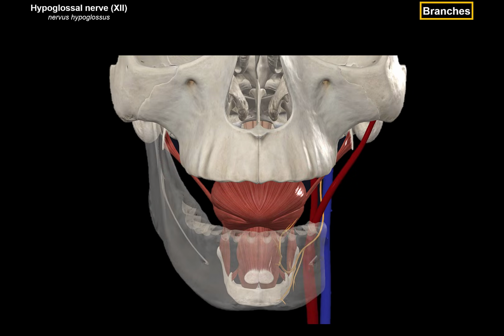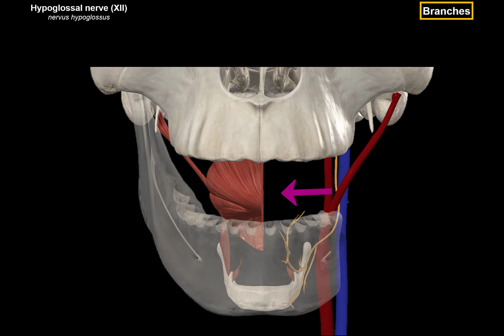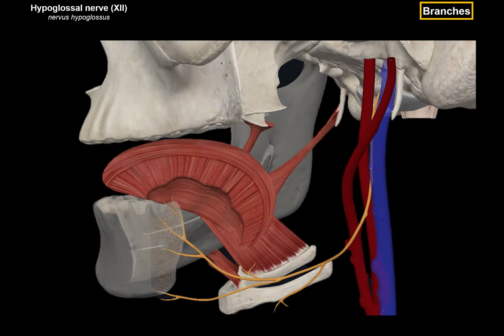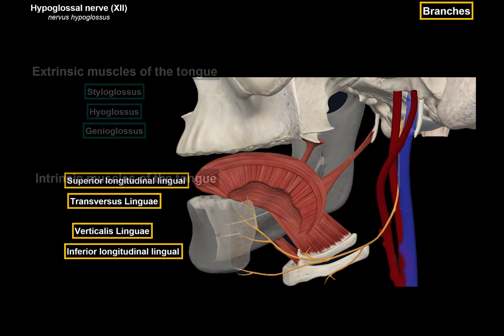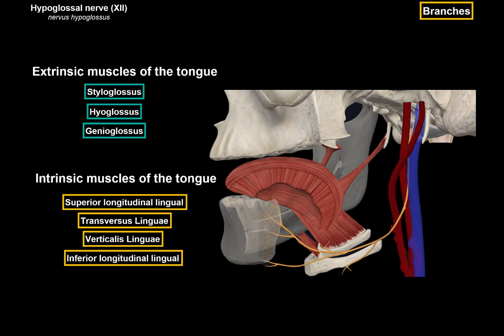Now, if we cut the tongue in the middle, and then look at the tongue from this perspective, we will be able to see the muscles within the tongue itself. And those muscles are the superior longitudinal lingual and the inferior longitudinal lingual muscle, involved in shortening the length of the tongue. There's the vertical lingual, involved in flattening and broadening the tongue, and there's the transverse lingual, which narrows the tongue. These muscles are categorized as the intrinsic muscles of the tongue, and they're involved in changing the actual shape of the tongue. All of these muscles are going to be innervated by the hypoglossal nerve.